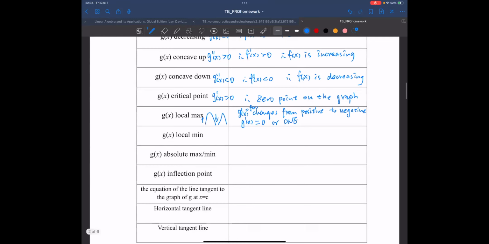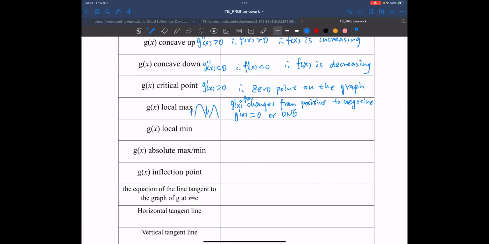And about the local minimum, we can see just like this. So g prime of x equals f(x). It changes from negative to positive. At the same time, f(x) equals 0 or DNE.